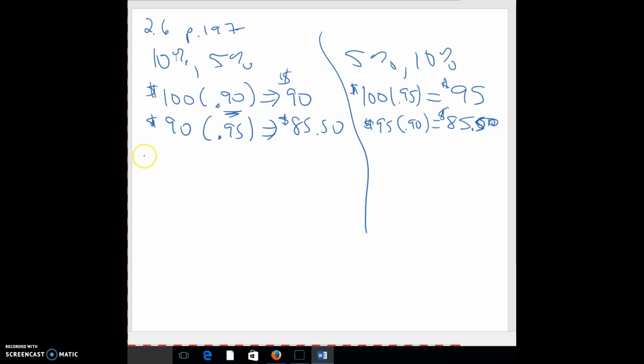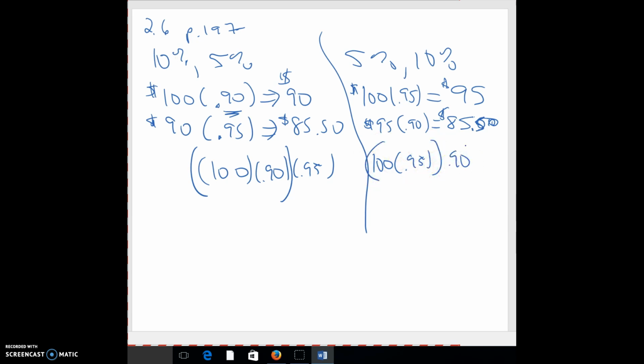And if you think about it, this problem is 100, and then we took 90% followed by 95. You could even put parentheses saying we did that first. Over here we did 100, and first we did 95% followed by 90. And so we have a couple properties that can help us out here. One, I could just group it differently. I could figure out the overall percent if I wanted to by multiplying those two together.